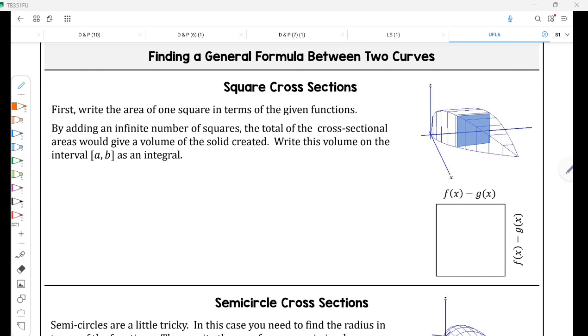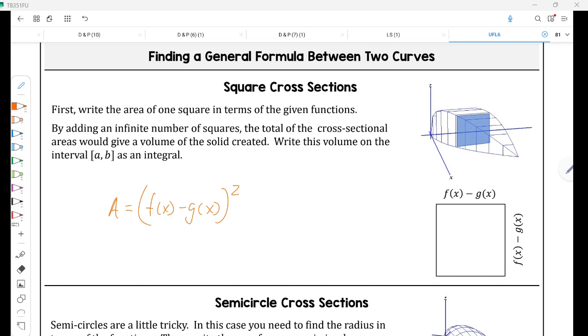Which means that the thing that you are not integrating, the thing that's not the dx, is that square, and it's got a base of f of x minus g of x, and because it's a square, it's got a height of f of x minus g of x. So the area of any given one of these squares along the way is just f of x minus g of x, but squared. That is a formula that if I gave you an x value, I said, here I am, this is the x value, it's this number, you could plug it into this formula and square it, and you would find the area of that exact square you're looking at. Does that make sense?